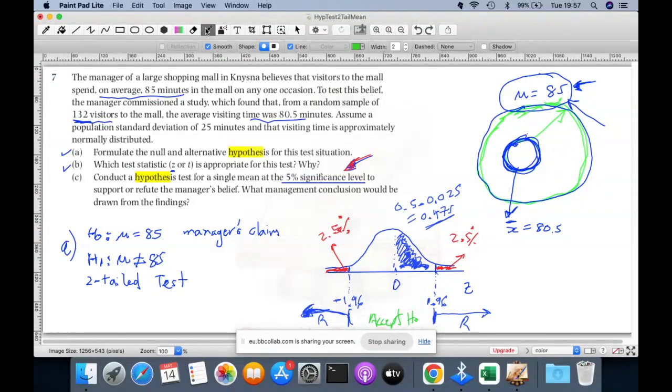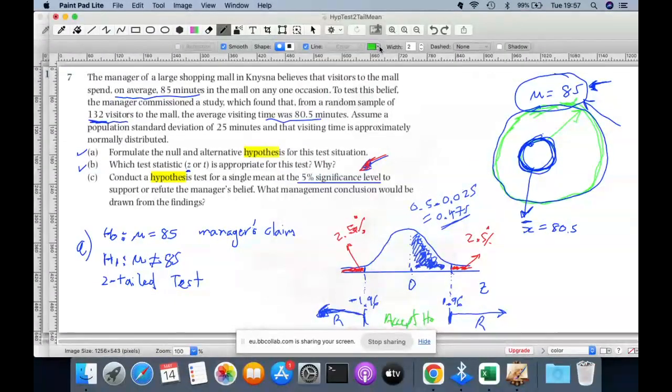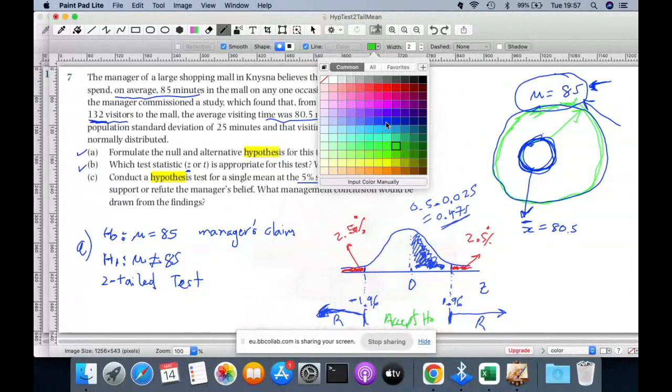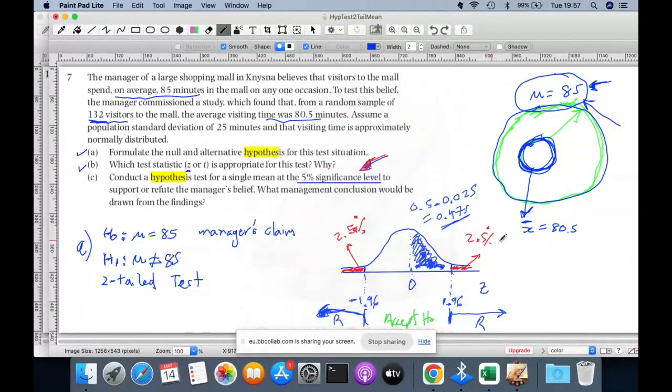So the next step is basically using what you found in your sample to make that decision. Now, what you do is you look at all the information that's given from your sample. You're given the average of the sample. You're also given the standard deviation. If you look at it, the question says your standard deviation of the population is 25 minutes. So sigma is 25, and your sample size is 132.